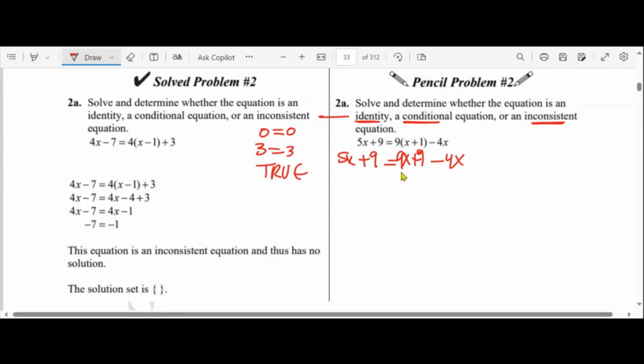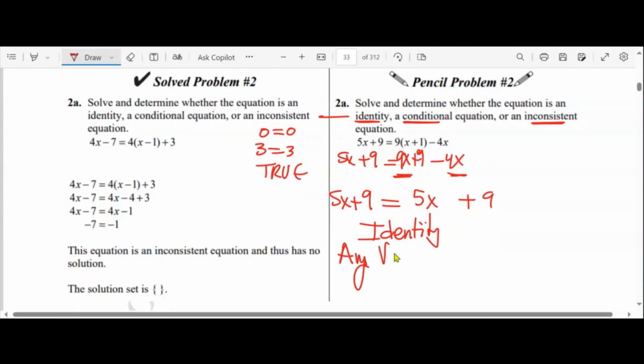Move the x's together, right? So this one and this one give you how much? 5x plus 9 equals what? 5x plus 9. Isn't this equal to each other? So that's called an identity. It means any number can be for x. Any number, any value is acceptable.